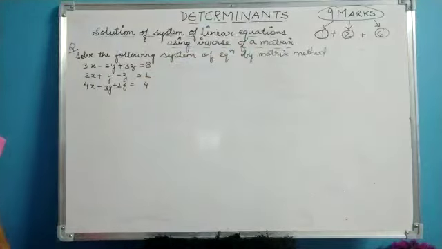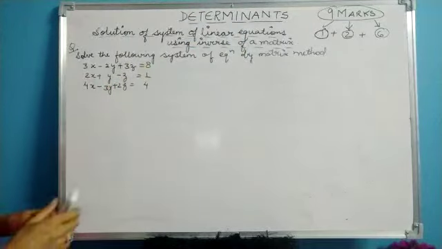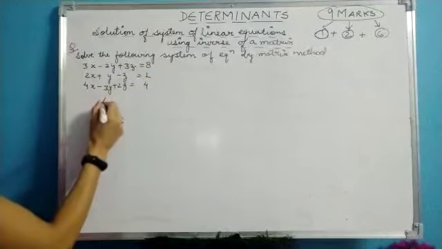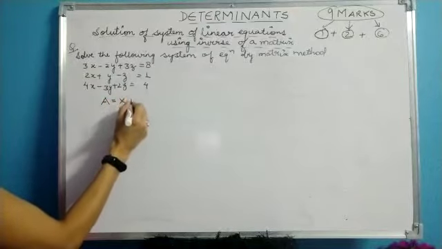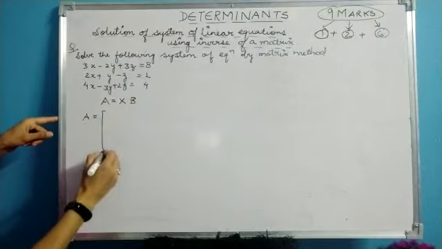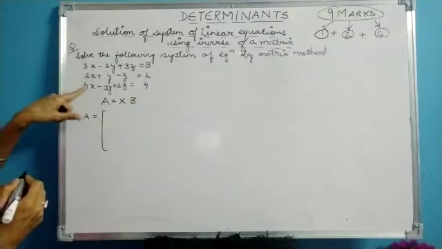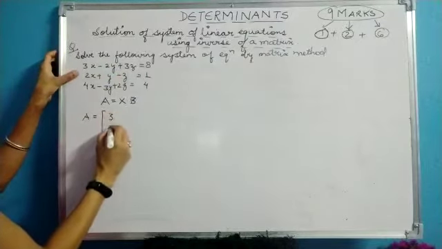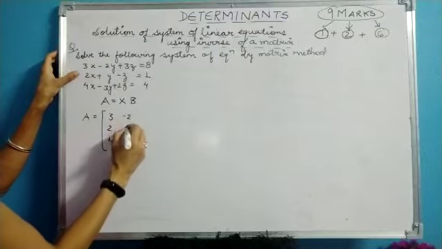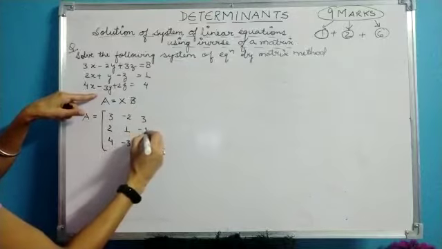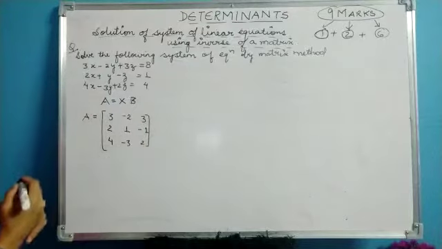Now, children, these are the linear equations given, and we can write this system of linear equations in the form AX equal to B. Now, this A means the coefficients. This A is the matrix of the coefficients of these variables. So it is 3, 2, 4, minus 2, 1 and minus 3. This is 3, minus 1, 2. So this is the value of A.